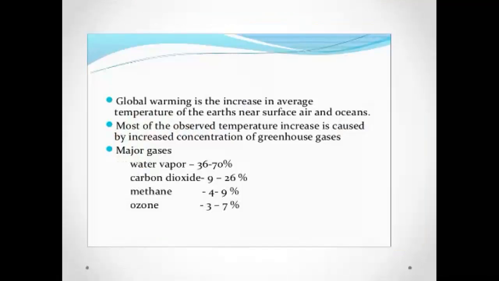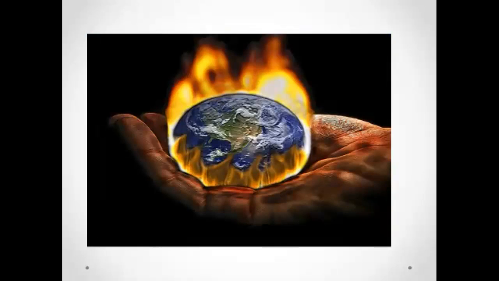Global warming is the increase in average temperature of the Earth's near surface, air, and oceans. Most of the observed temperature increase is caused by increased concentration of greenhouse gases. Major gases: water vapor 36-70%, carbon dioxide 9-26%, methane 4-9%, ozone 3-7%. It's a picture of global warming.